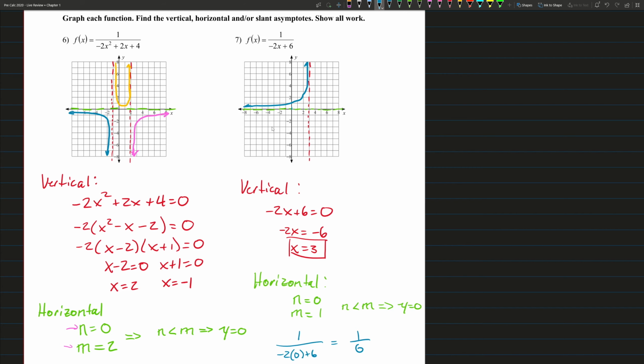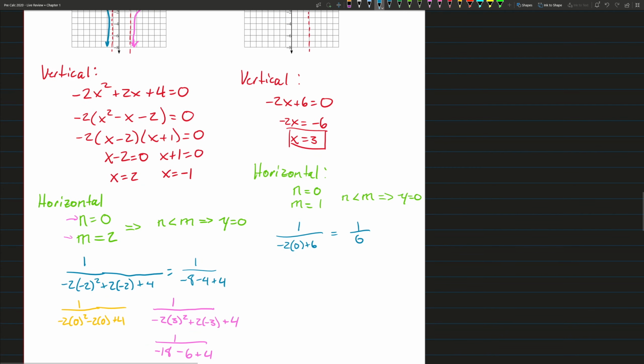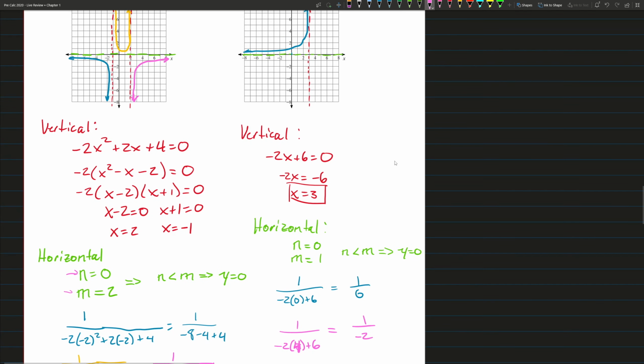Okay, we do the same thing. We can test 3. We can do that in pink. So 1 over negative 2 times 3 plus 6 is equal to 1 over negative 6. Sorry, that should be a 4. Can't test the asymptote. So let's do 4. So negative 8 plus 6, that's 1 over negative 2, which is below 0. So our graph is going to look like this. All right, and then we're done. We've tested to the left and to the right, and we just go from there.